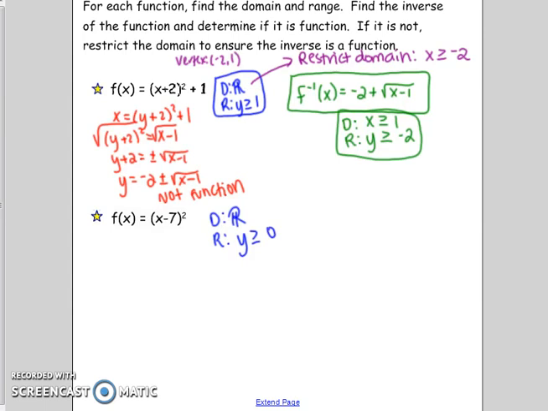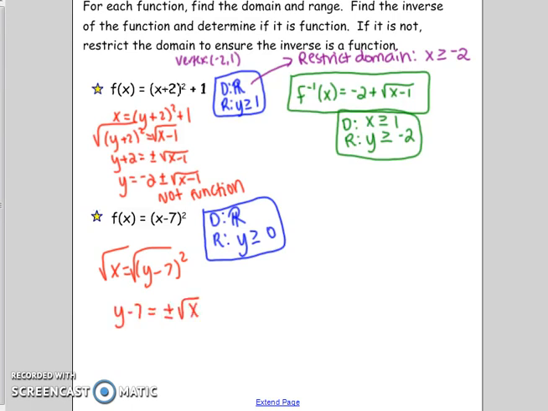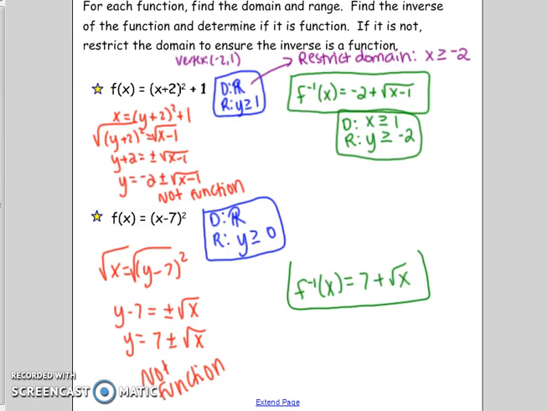Now we want to find the inverse. So we're going to switch the x's and the y's. So x equals y minus 7 squared. And we're going to take the square root of each side. So y minus 7 equals plus or minus radical x. So y equals 7 plus or minus radical x. Okay, because we have plus or minus, this is not a function. So we're going to get rid of the minus part of it, and we're going to say that the inverse function is going to be 7 plus radical x. So we're going to restrict that domain to make it just the positive version.